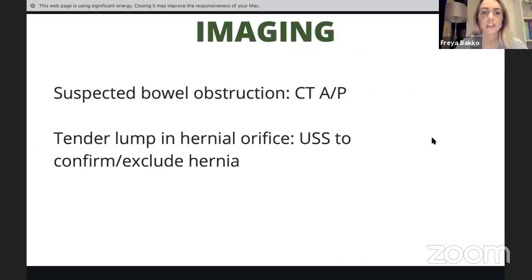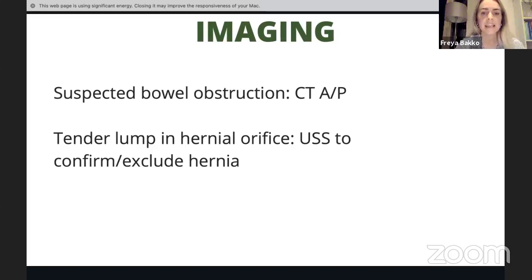So in terms of imaging, if you're a bit unsure what's going on, but the patient is constipated, they're in severe pain, they might have had an abdominal X-ray which shows distended loops of bowel, you want to do a CT abdomen and pelvis to assess for bowel obstruction. If you have a good history of bowel obstruction, no one will reject your CT abdomen pelvis request.